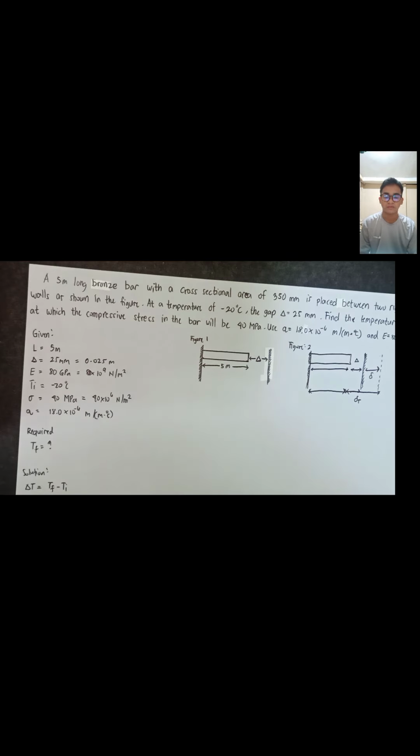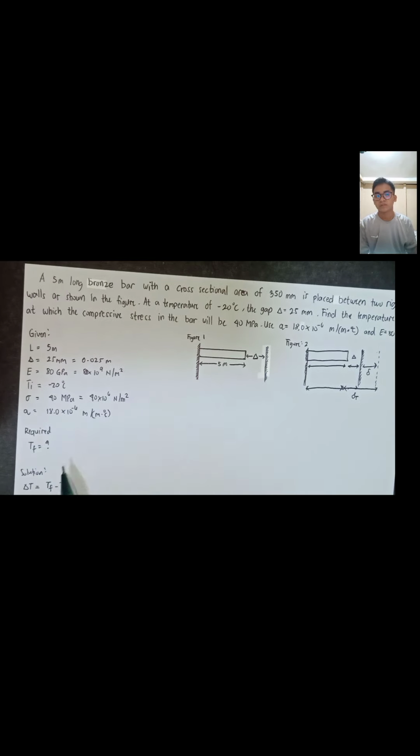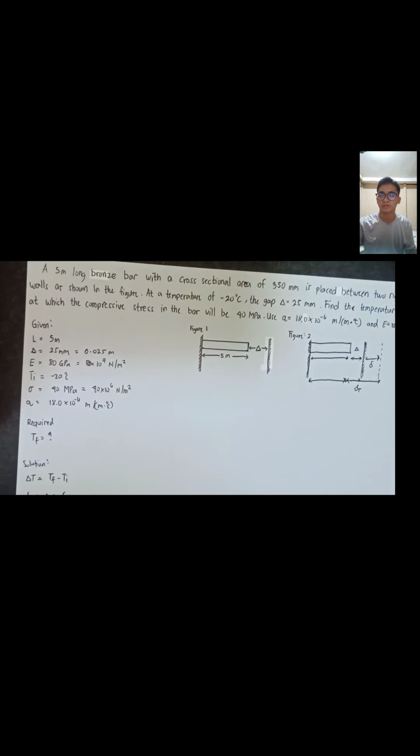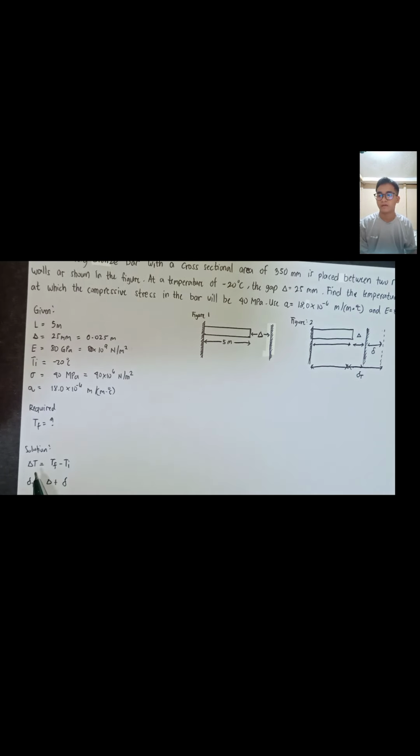Convert na rin natin siya to Newton per meter squared. Then, the coefficient of linear expansion is 18.0 times 10 raised to negative 6. Write down na rin natin. So, based dito sa problem, ang required natin is the final temperature. Dito, meron itong figure 1 and figure 2. So, now, we'll go on the solution.